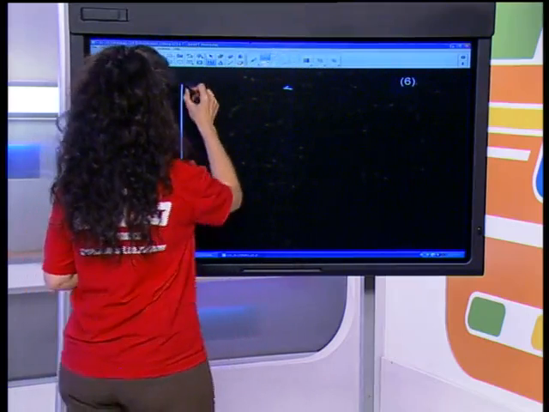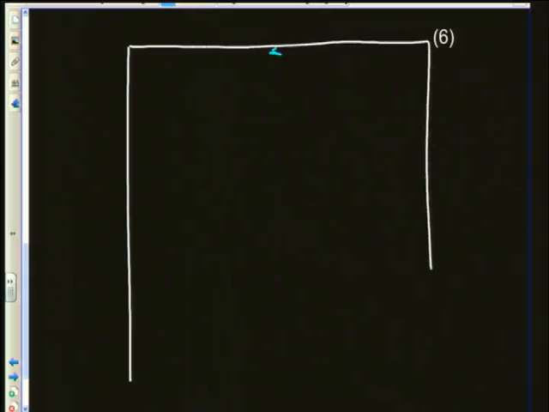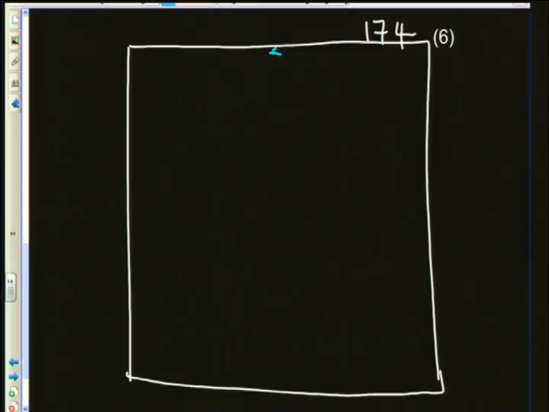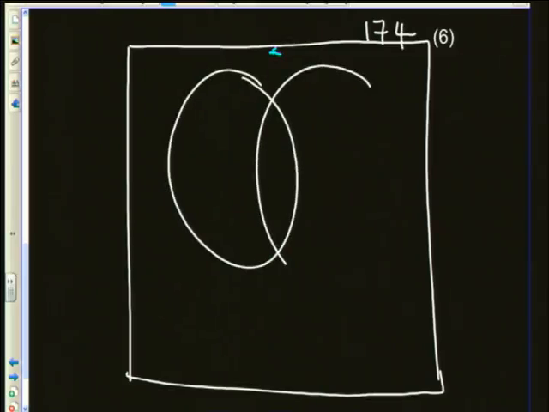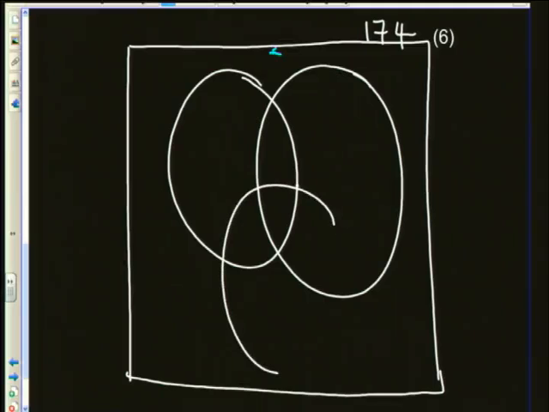So we have a set, always drawing a rectangle to indicate the sample space. Do you remember how many students were interviewed? 174. So our sample space always goes on the outside. I want to know how many take life science, how many take physical science, and how many take mathematics. Okay, so this is my life science set, this is my physical science, and this is my mathematics.